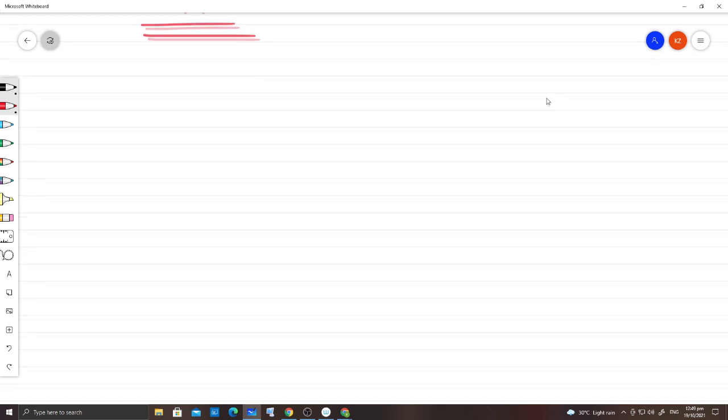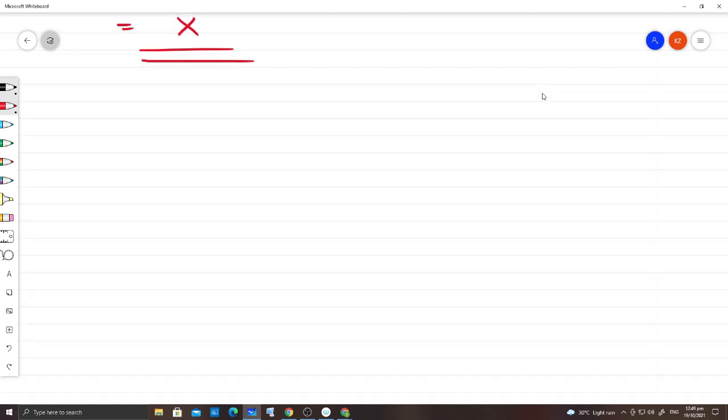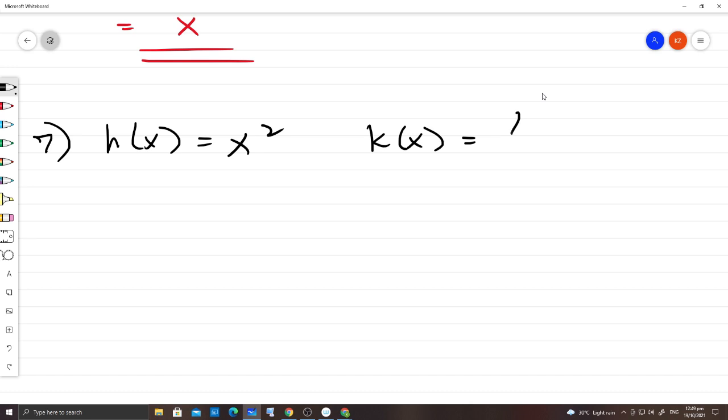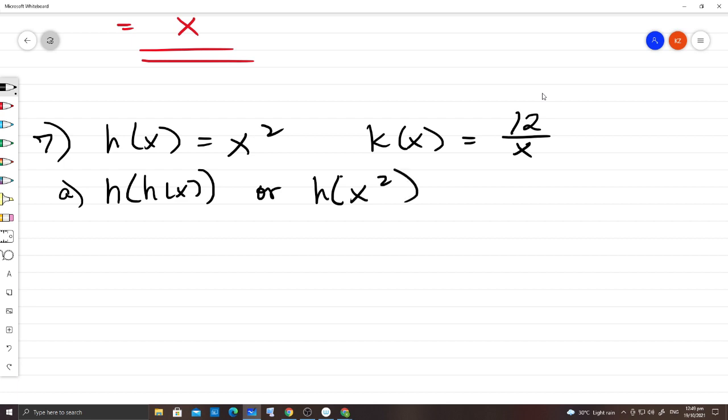Next one, number 7. h of x is equal to x squared, and then k of x is equal to 12 over x. So find an expression for h composed of h of x. Letter A.